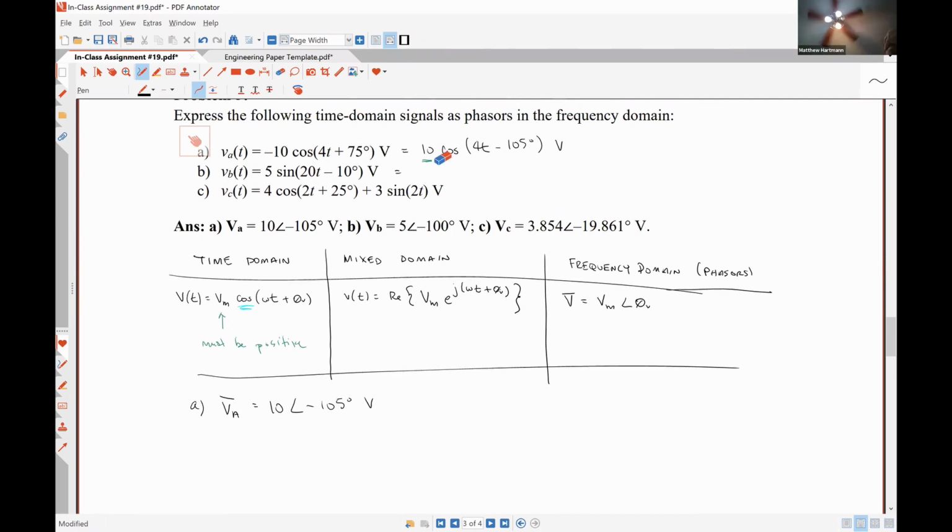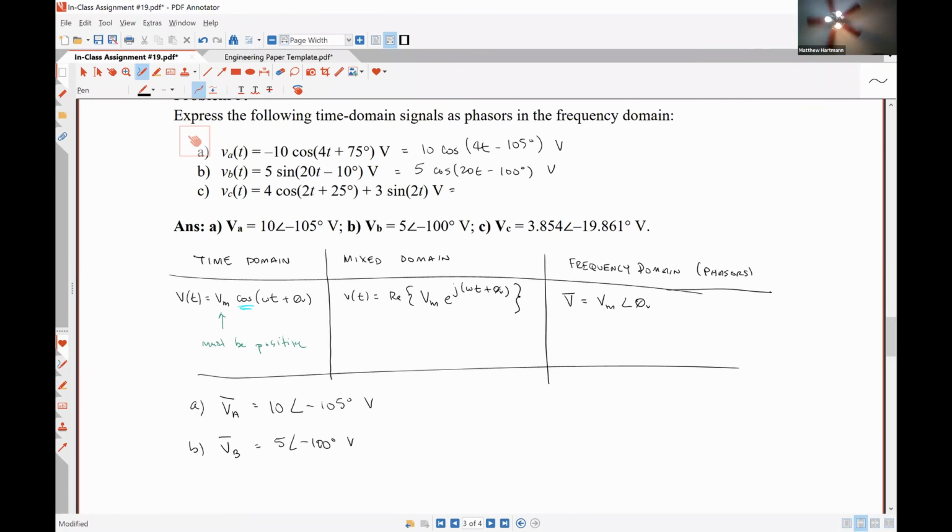How are we going to convert that to a cosine function with a positive magnitude? You take the angle and subtract 90 degrees. Yep, so 5 cosine 20t minus 100 degrees volts. So what is my phasor voltage VB going to be? Five angle negative 100 degrees. That's absolutely correct.